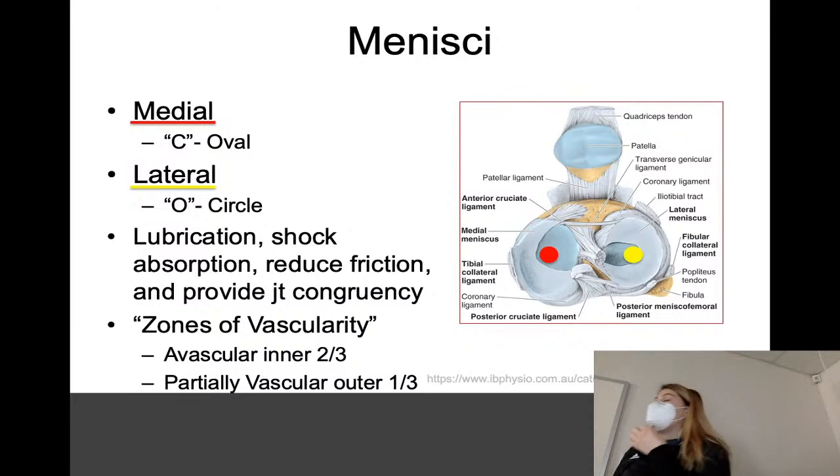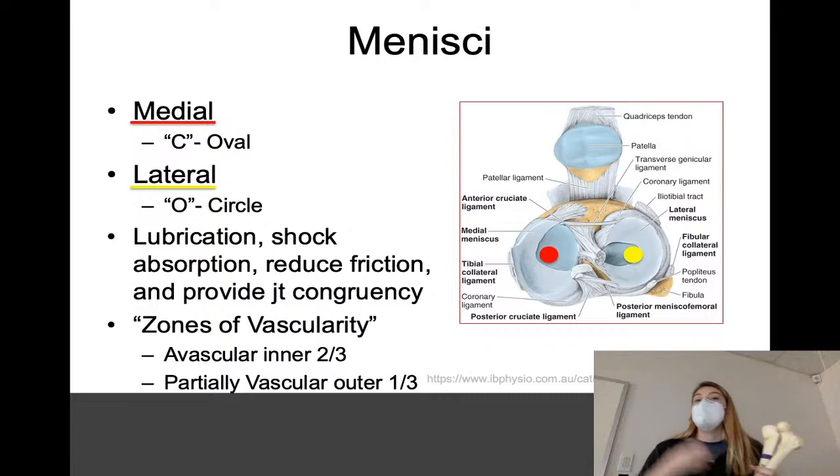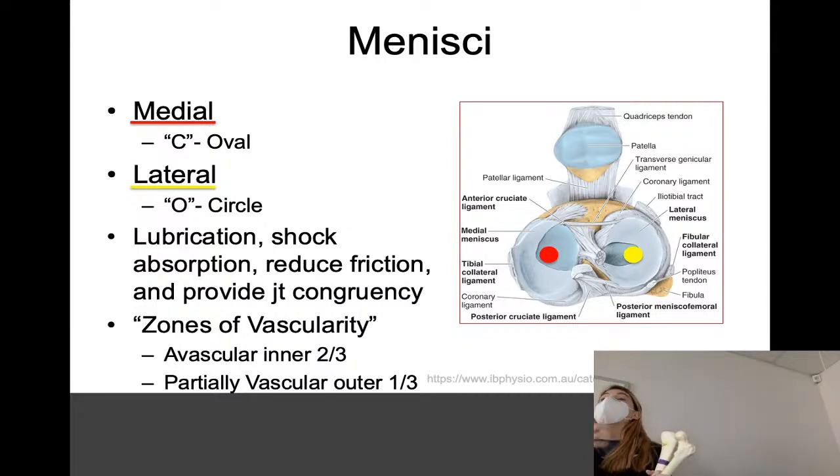They reduce the friction, so they allow for smooth movement, because if our bones were just rubbing against each other, that wouldn't be too good. And they provide joint congruency. What joint congruency means is basically that if a joint is completely congruent, it fits perfectly. So if we look here, we still have some space in between. It actually would probably be like this. We have some space running in between those bones. So we want to fill them up to make them congruent.